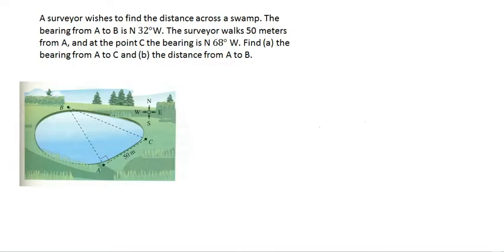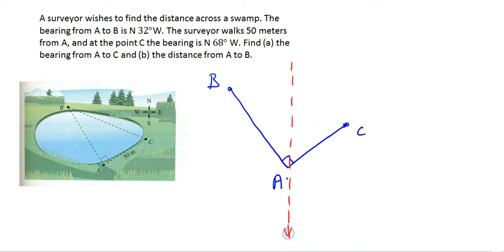Our next problem deals with bearings. We have a surveyor who would like to measure the distance across the swamp without walking across it. So he's going to take a bearing from A to a point across the swamp B, and we'll draw our own little picture out here. There's A, B, C, and he finds that the bearing is north 32 degrees west. Bearings are always measured from the north-south axis. So if that's north, then 32 degrees west is right there.